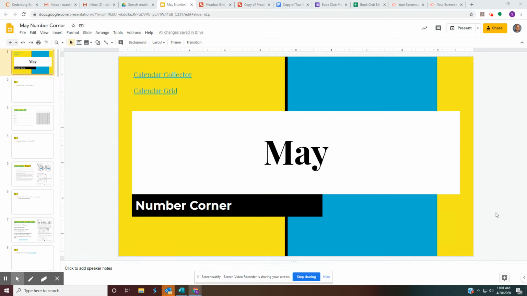Couple things that I want you to get ready for as we're going through Number Corner this month. We'll need a calendar collector sheet, which is something that you'll either create in your math notebooks or you can have an electronic copy shared. You can even create an electronic copy. It's not anything special. I just made a table in a Google Doc, which is something very easy for many of you to do already.